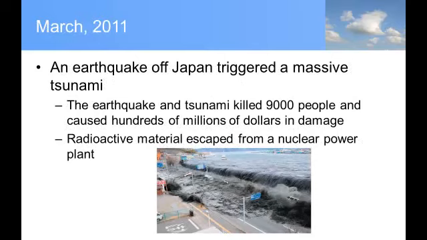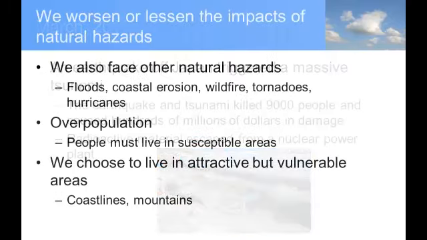Now, in March of 2011, Japan hit what was probably the trifecta of disasters. First, they had an earthquake. The earthquake then triggered a tsunami, and the earthquake and tsunami combined killed about 9,000 people, causing hundreds of millions of dollars in damage. The tsunami, in turn, damaged a nuclear power plant. This caused radioactive material to escape from the plant. It's still leaking today. So they had an earthquake, a tsunami, and a nuclear power disaster. Really, the only way this could have been worse for Japan would be if this had also awakened Godzilla and he attacked Tokyo. It was really devastating.